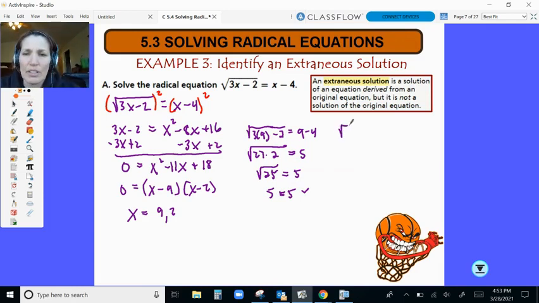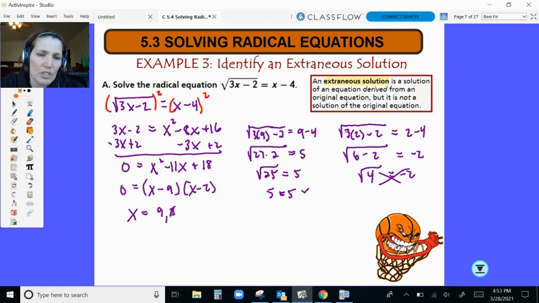We have the square root of 3 times 2 minus 2 equals 2 minus 4. So you have the square root of 6 minus 2 equals negative 2. And that cannot be true, right? A square root cannot equal a negative number. So this 2 is not a solution. So that's an extraneous solution. So my only solution is going to be 9.